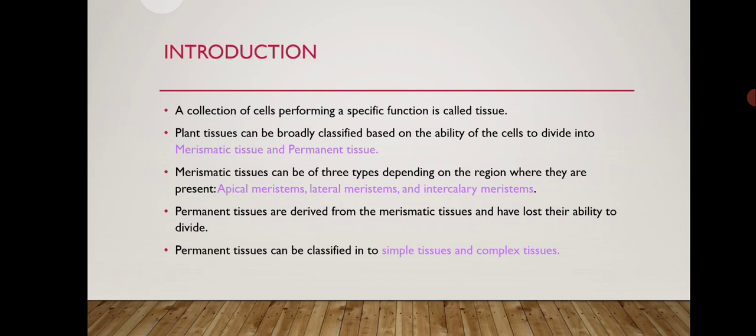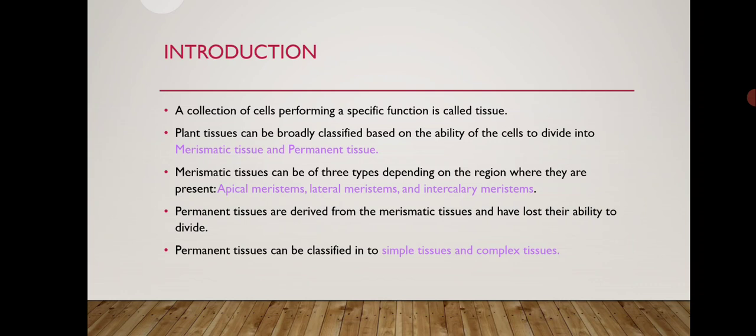Plant tissues can be broadly classified based on the ability of the cells to divide into meristematic tissues and permanent tissues. Meristematic tissues can be of three types depending on the region where they are present: apical meristems, lateral meristems, and intercalary meristems. Permanent tissues are derived from the meristematic tissues and have lost their ability to divide. Permanent tissues can be classified into simple tissues and complex tissues.